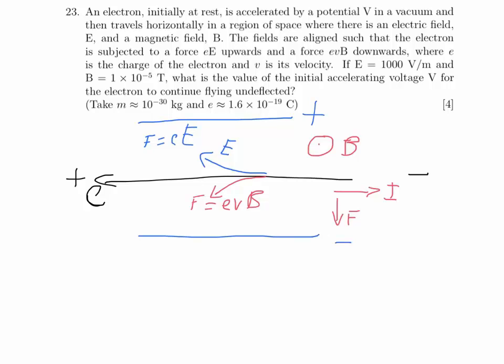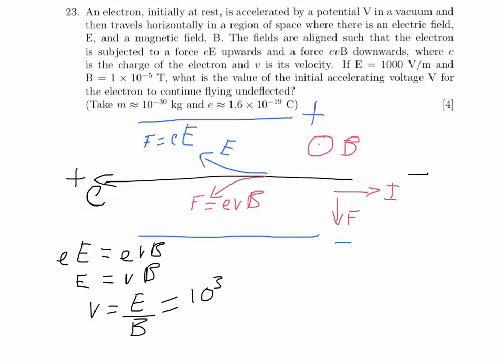So the force of the electric field is little e times big E, and the force from the magnetic field is eVB. So we need to find the velocity when those forces are the same. So I've equated them there, cancelled out the charge on the electron. So the velocity that it needs to be going at for those to cancel out is E over B. E, we are told, is 1,000 volts per meter, and B, we are told, is 1 times 10 to the negative 5 teslas. And putting those numbers in, then we get 10 to the power of 8.